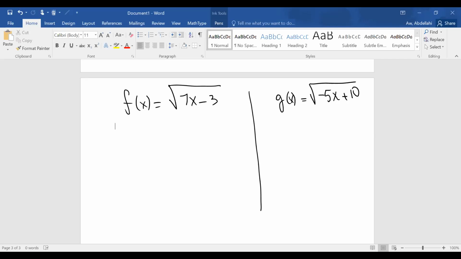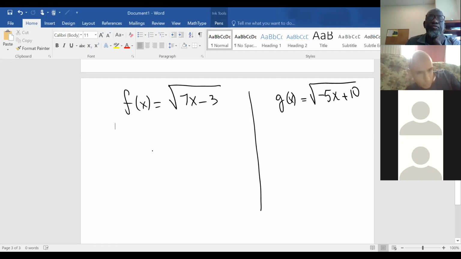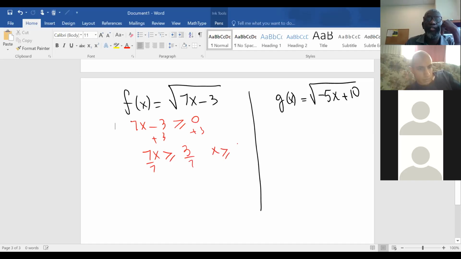All right. What did you get? 7x minus 3 for this one. Go ahead. That x equals 3 over 7. Is it equal? No, it's x is greater than or equal to 3 over 7. Exactly. Thank you. So it's 7x minus 3. You see, we set it greater than or equal to 0, and then we solve, right? So we add 3, so we get 7x is greater than or equal to 3, and then we divide by 7, so we get x is greater than or equal to 3 over 7, right?